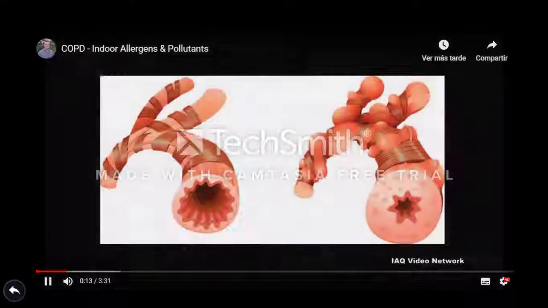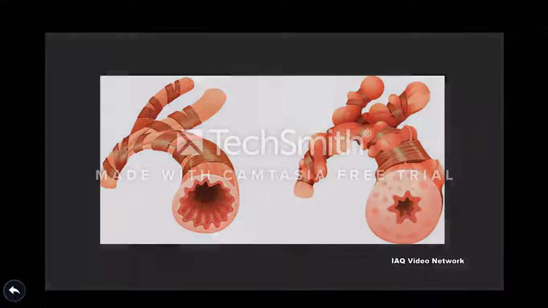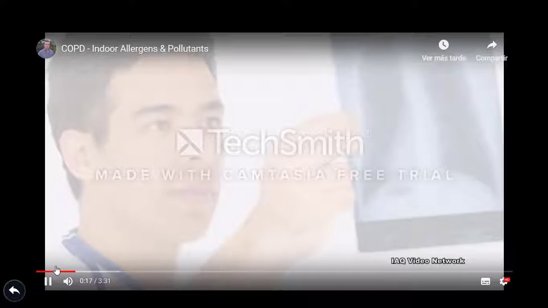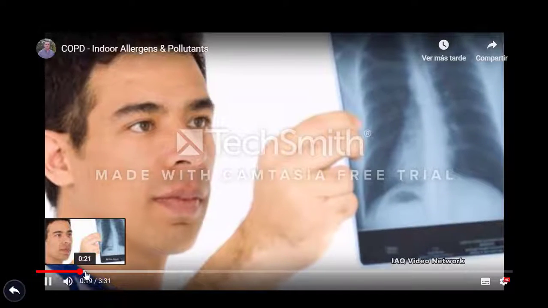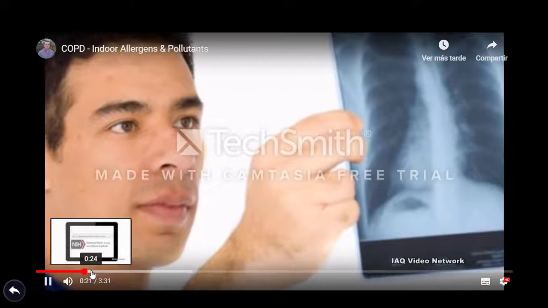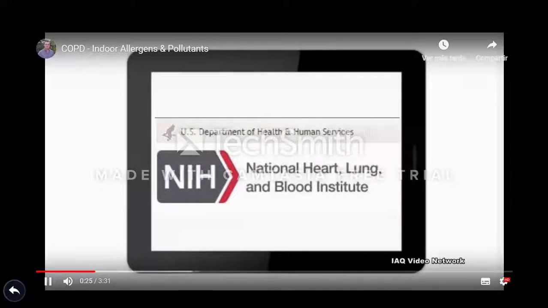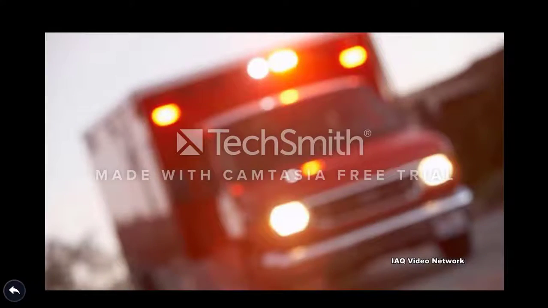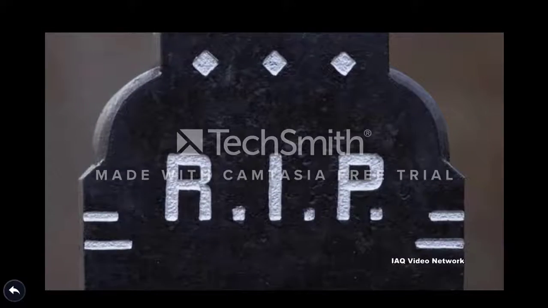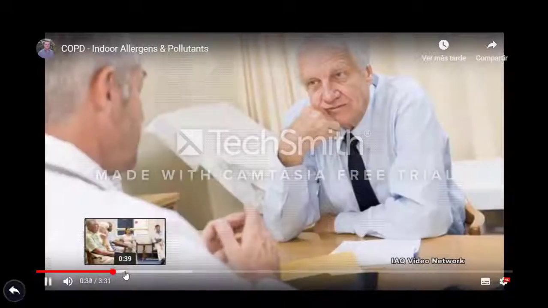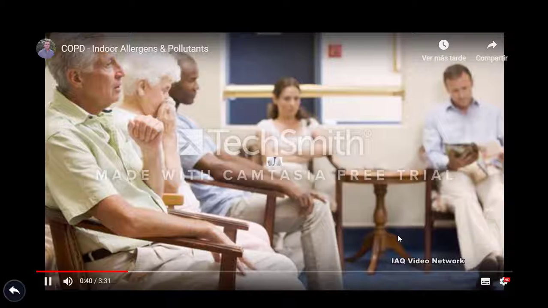COPD is a group of diseases that cause airflow blockage and breathing-related problems. It includes emphysema, chronic bronchitis, and in some cases asthma. It is reported that COPD is the third leading cause of death in the United States, claiming more than 120,000 American lives each year. More than 80 percent don't know it.